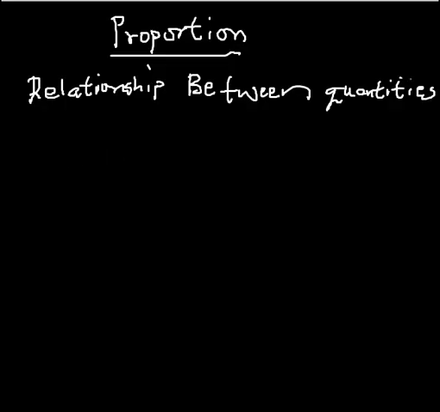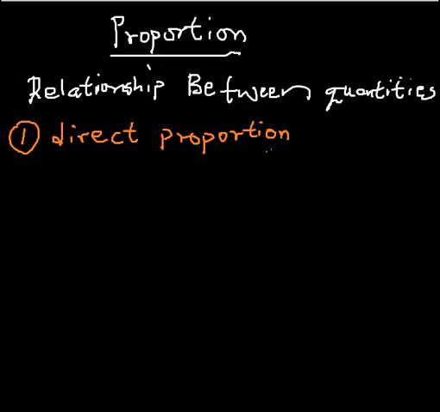So that means we will have two types of proportion. We have direct proportion. If the relationship between those two quantities is direct, then the two of them will increase proportionally and also decrease proportionally. One increases, the other increases at a particular proportion. That is why it's called direct.